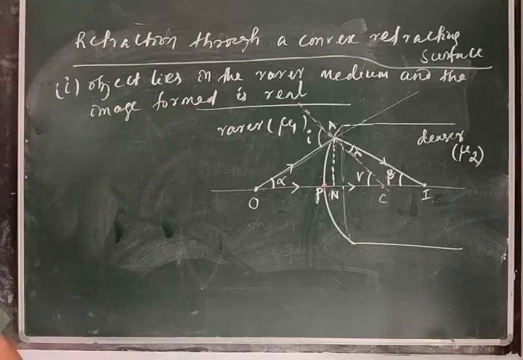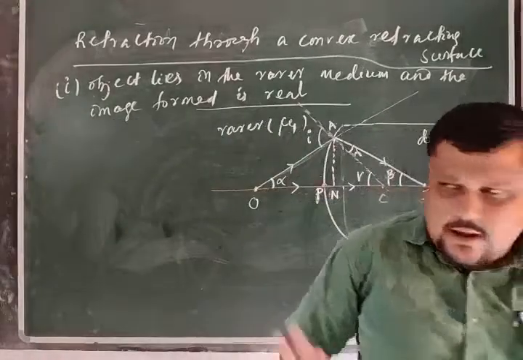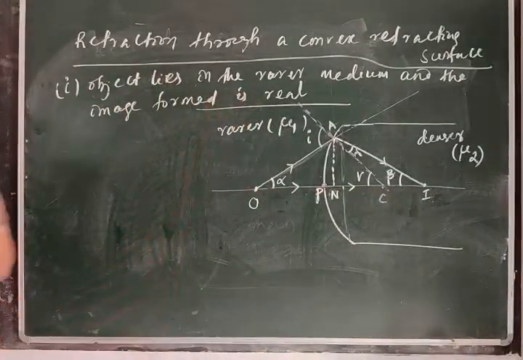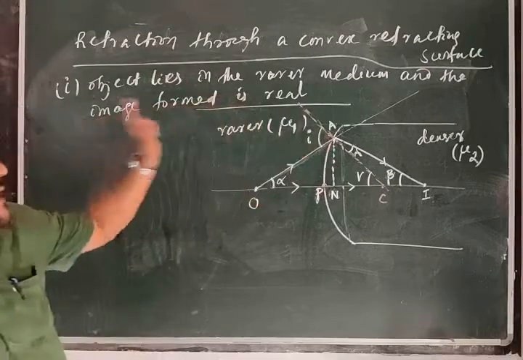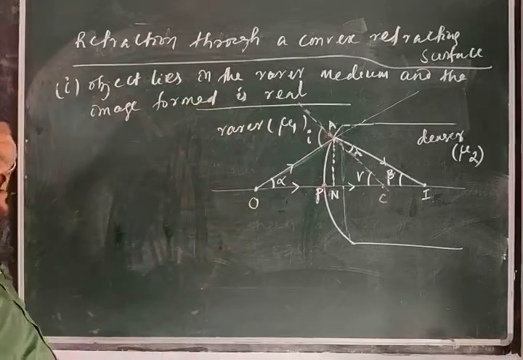Now go for the derivation part. All the derivations are the same for all the 6 cases. Once you draw the ray diagram, as I have already told, 50% is over. Next, we write the mathematical form.